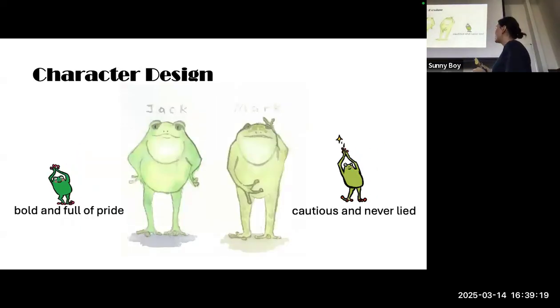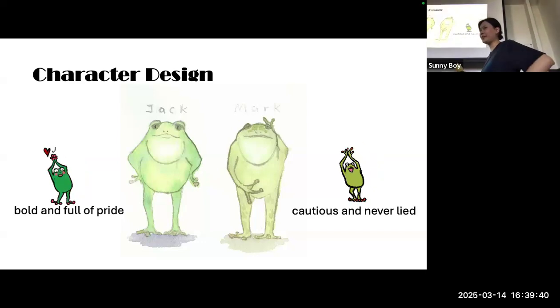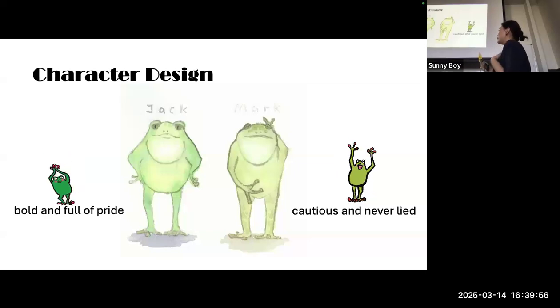And now we come to character designs. We have two frogs as the main characters of Frog River. Jack is proud and full of pride, and Mark is cautious and never lies. For this one, I try to add more body language. As you can see, Jack is leaning forward, which shows his confidence. And Mark is getting back, and his body language also shows maybe he's a bit nervous, anxious, and also a bit tight in the shoulders.